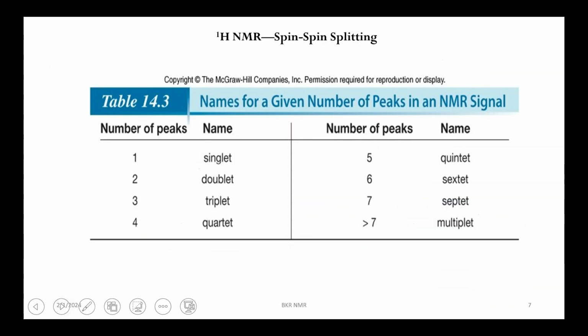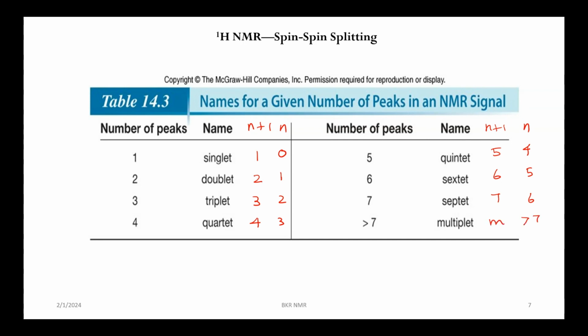Now, for a given number of neighboring protons, I'll have n plus 1 peaks. So if I have no neighbors, n is equal to 0, so n plus 1 is 1, a singlet. If I have one neighbor, I'll be split into a doublet. If I have two neighbors, a triplet. Three neighbors, a quartet. Four neighbors, a quintet or pentet. Five neighbors, a sextet. Six neighbors, a septet. And if I have more than seven, I'll be split into a multiplet.